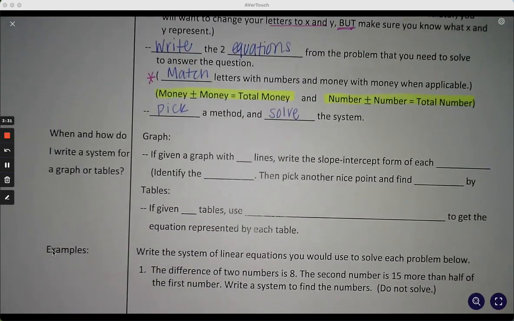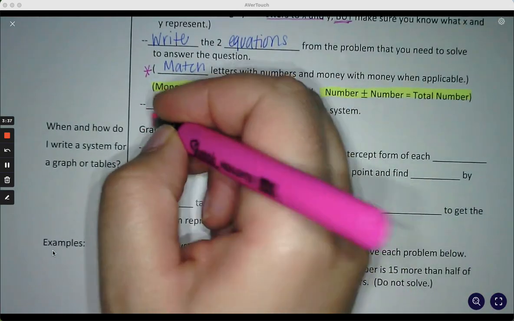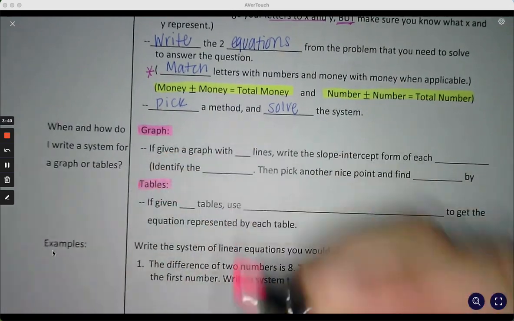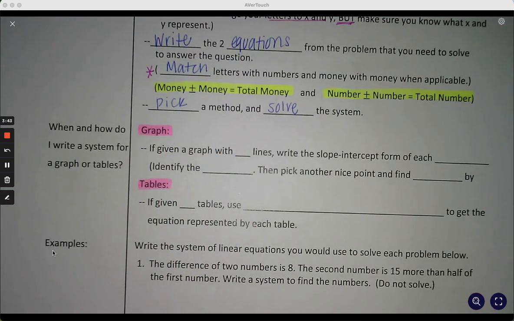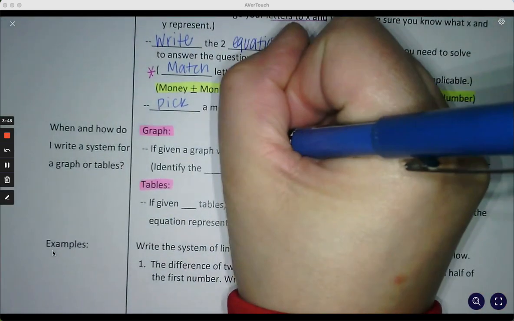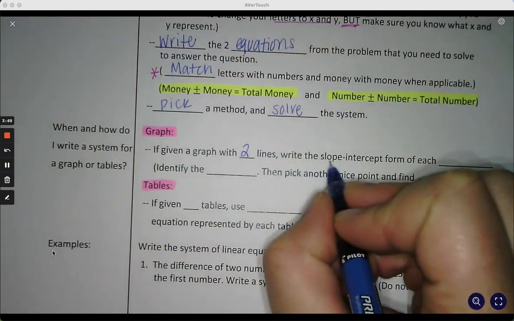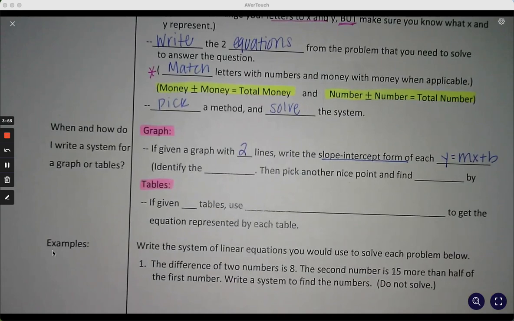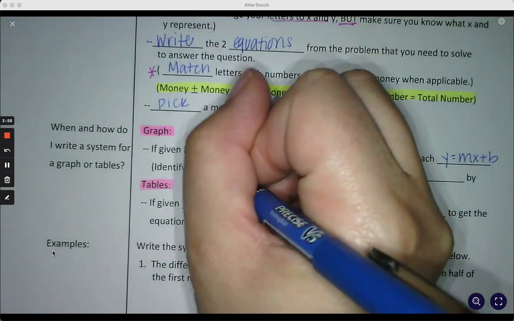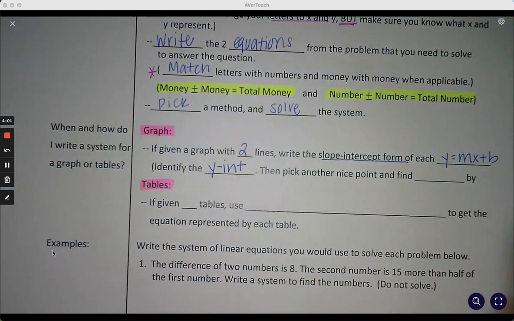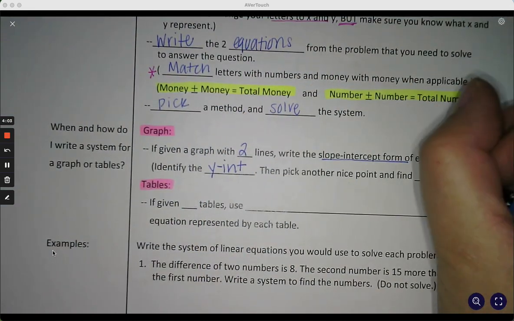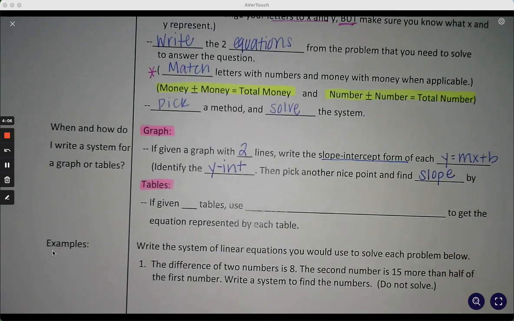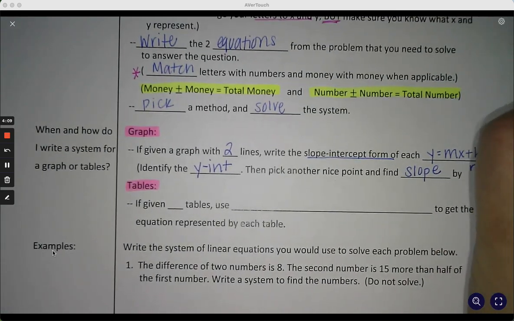So when and how do I write a system for a graph or a table? Okay, so if I give you a graph versus if I give you a table, and I still ask you to write a system, if you have a graph with two lines, write the slope-intercept form of each. So that's where we use our y equals mx plus b. Identify your y-intercept. Then pick another nice point and find your slope by counting your rise over run.